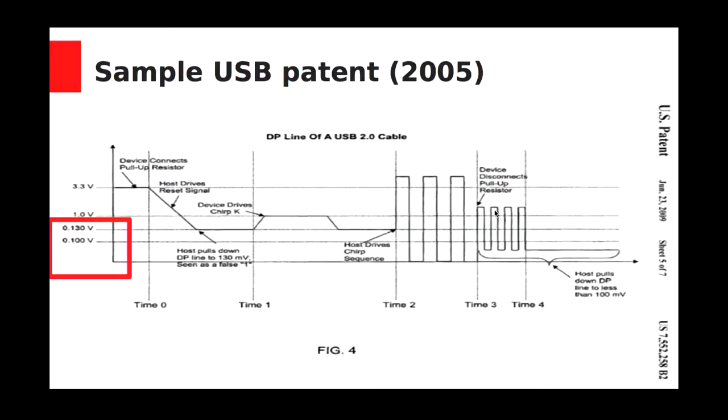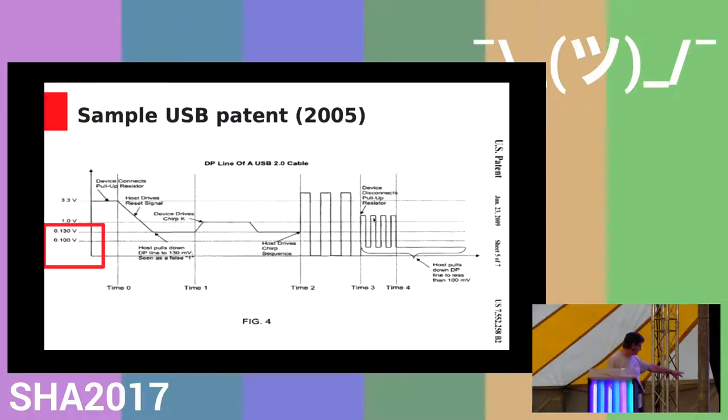This is a patent. I will not mention too many names in here, but there is a patent number here on the side, which you can look up, and then you can find all the names. On the left, you see the scale. There's 3.3 volts, 1 volt. And then it's not completely linear in the bottom, so there's 130 millivolts and 100 millivolts. And the difference of that is actually being used to signal or do a secret handshake between host controller and the device, which is quite curious.